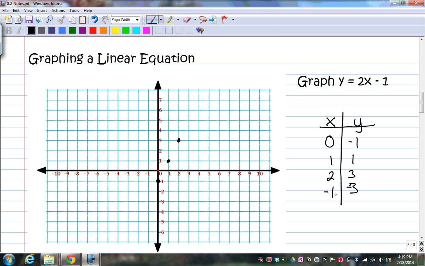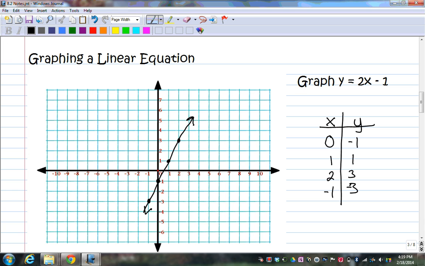And then my last one is negative 1, negative 3. Negative 1, negative 3. And you can see those line up really nicely. So I connect the dots, put an arrow at either end, and I graphed it. They should line up nice.